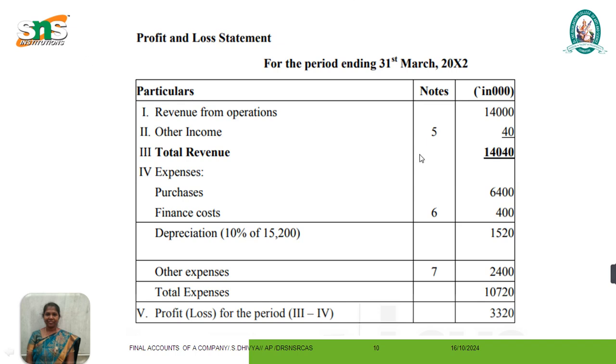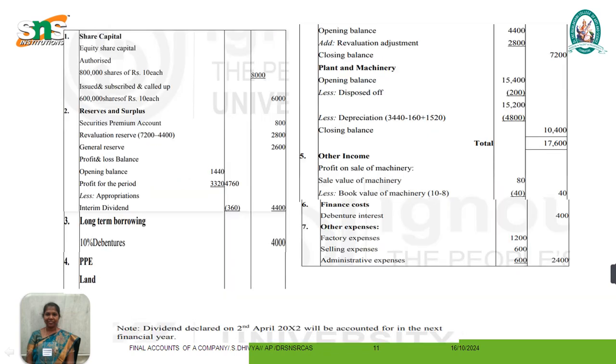The revenue from operations is 14,000, other income is 40, and total revenue is 14,040. Then expenses: purchases 6,400, finance cost 400, which is Note 6. Depreciation at 10% of 15,200 is 1,520. Other expenses in Note 7 are 2,400. So the total expenses are 10,720, and the profit for the period is 3,320.